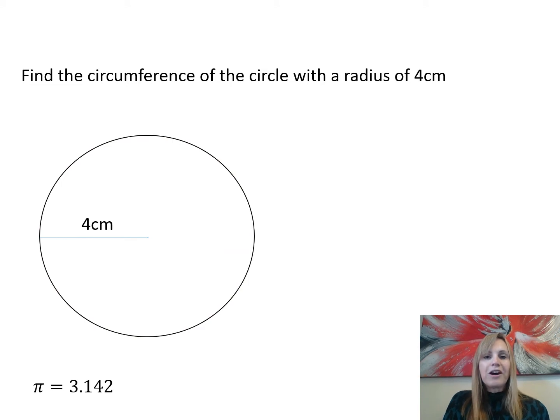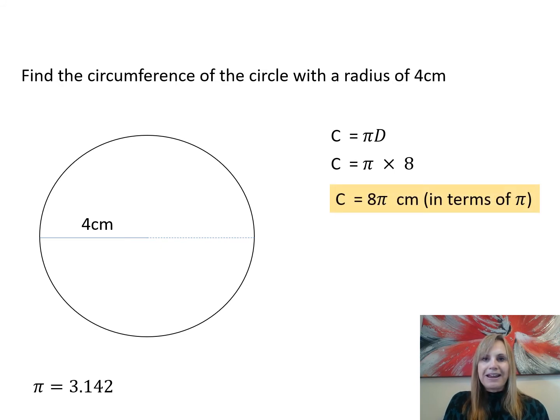Now in this example, we've been asked to find the circumference of a circle with a radius of 4 centimetres. Now the radius is only half a diameter, so using the formula pi times the diameter, what we need to do is double that 4 to go all the way across the circle. So pi times 8 in terms of pi as a non-calculator answer is 8 pi centimetres. If I were asked for the answer as a calculator in decimal format, then I would type that into a calculator, 8 times pi, or 8 times 3.142, and that would give an answer of 25.13 centimetres.